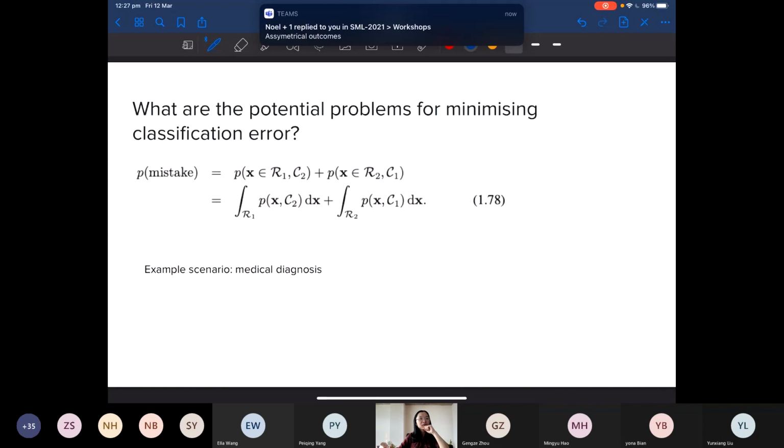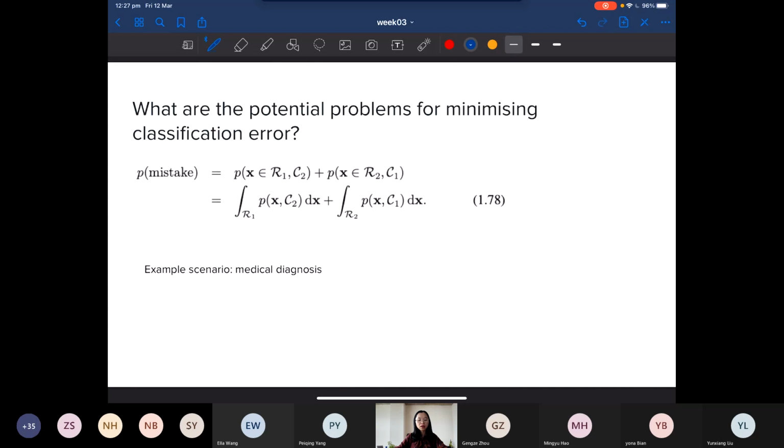Oh, okay, yes. Noel said asymmetrical outcomes. There's another thought about overfitting. Yeah, let me start from this class asymmetry. I think both of my... okay, Ella said false positive.